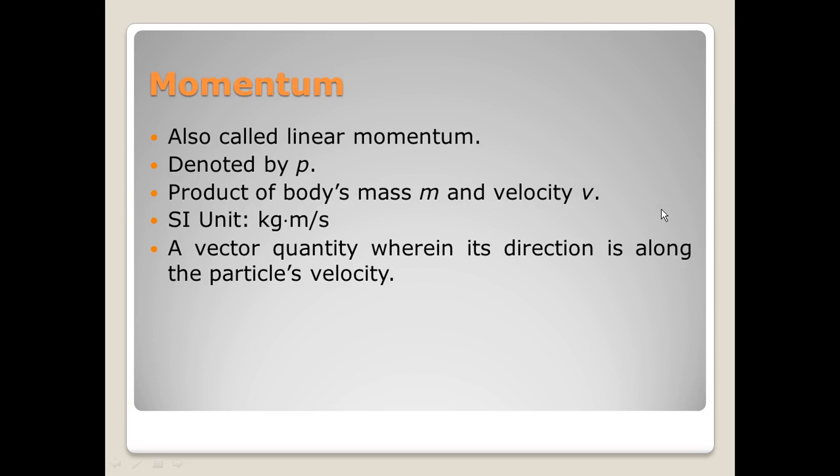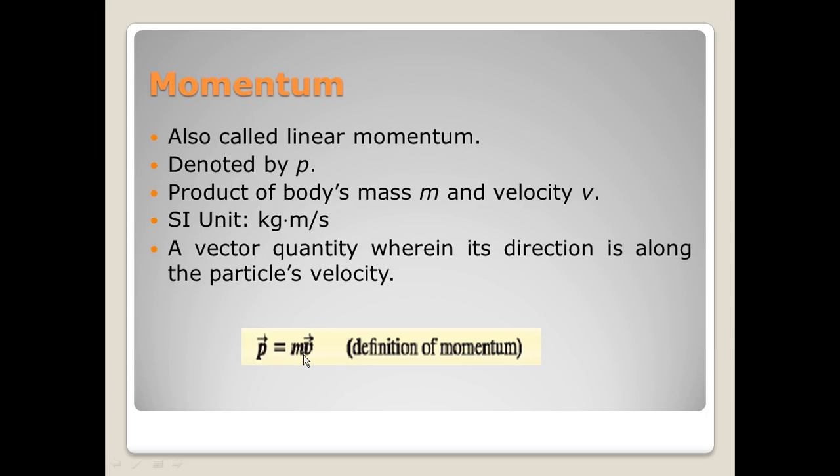Now, momentum is related to velocity, and velocity is a vector quantity. It follows that the momentum of an object is also a vector quantity, with its direction along the particle's velocity. The corresponding equation for momentum is p equals m times v. Since the momentum of an object is directly proportional to m, and also directly proportional to v, the greater the mass of a moving object, the greater its momentum, and the greater the velocity of the moving object, the greater its momentum.